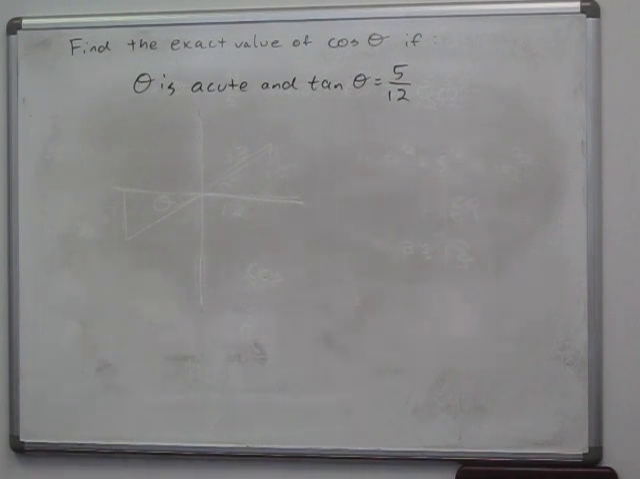Alright, let's tackle the problem that's on the board. Find the exact value of cosine theta if theta is acute and tangent of theta is equal to 5 over 12. Right? Since tangent of theta is 5 over 12, this is not one of the special angles that we know. It is not a multiple of pi over 6 or pi over 4, so we have to tackle this problem without thinking about our special angles.